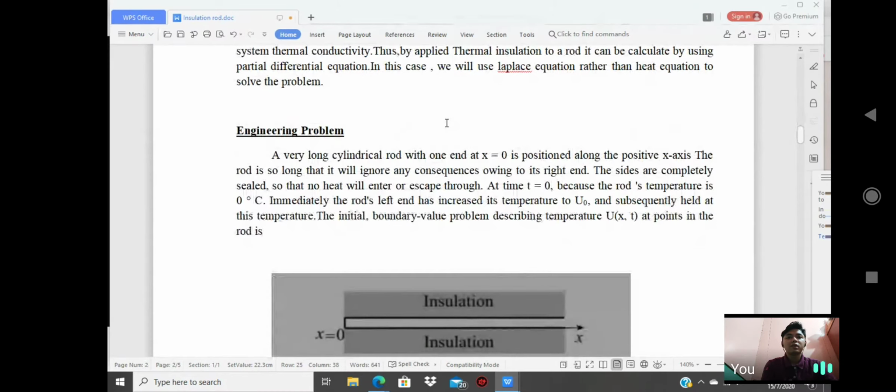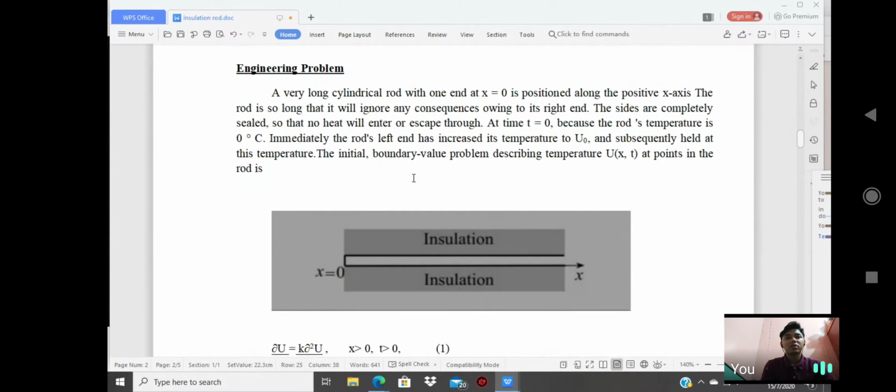which is a very long cylindrical rod with one end at x equal to 0, positioned along the positive x-axis. The rod is so long that we ignore any consequences owing to its right end. The sides are completely sealed so that no heat will enter or escape. At time t equal to 0, the rod temperature is 0 Celsius, and the left end immediately increases its temperature to U naught, some value, and subsequently stays at this temperature.